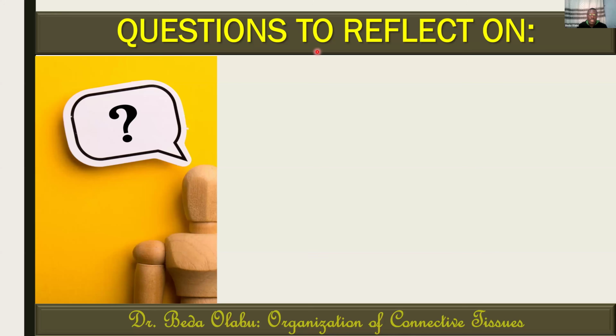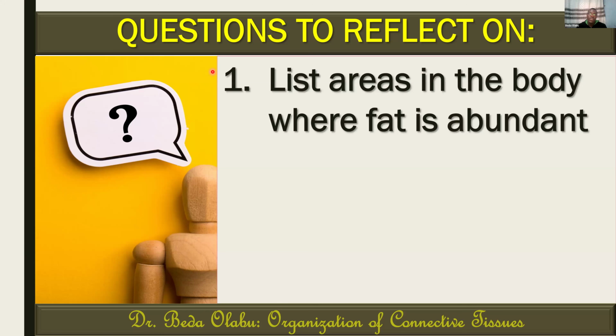Perhaps before we start, I want to ask you two questions that you need to reflect on. Very easy though. The first question is, list areas in the body where fat tissue is abundant. So take a minute to reflect on that. Have an idea which areas in the body have a lot of fat, and just list them down either on paper or in your head, fine.